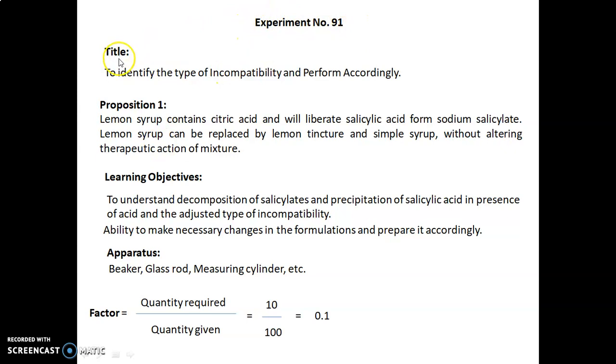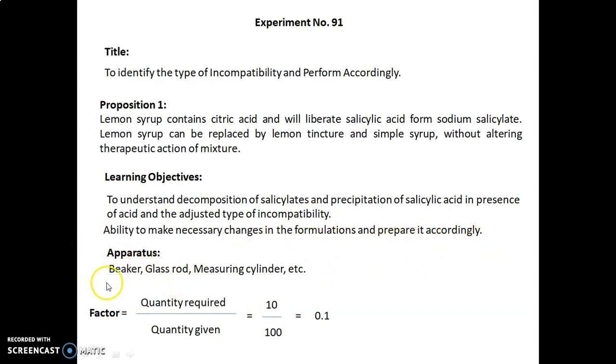Experiment number 91. The title of this experiment is to identify the type of incompatibility and perform accordingly. Proposition 1: Lemon syrup contains citric acid and will liberate salicylic acid from sodium salicylate. Lemon syrup can be replaced by lemon tincture and simple syrup without altering the therapeutic action of the mixture. Learning objectives are to understand the decomposition of salicylates and precipitation of salicylic acid in presence of acid, and the adjusted type of incompatibility, and the ability to make the necessary changes in the formulations and prepare it accordingly.